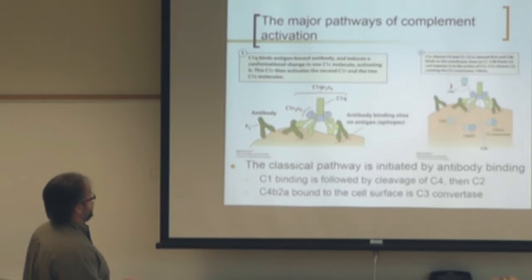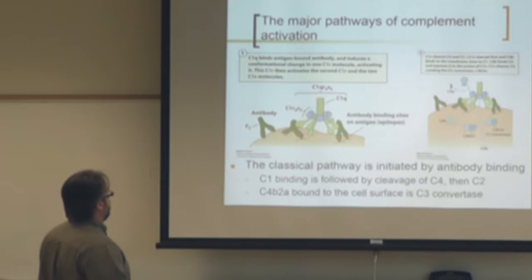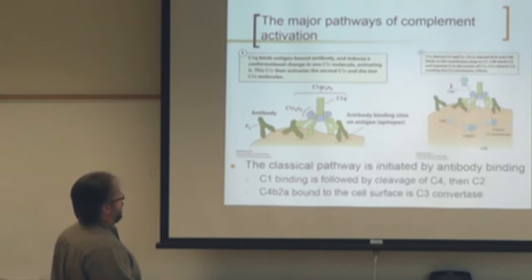Once the conformational change of C1q happens, it activates C1r, C1r activates the other one, then it activates C1s, and C1s is the molecule that has the activity that is going to cleave now. So C1s cleaves C4 and C2.